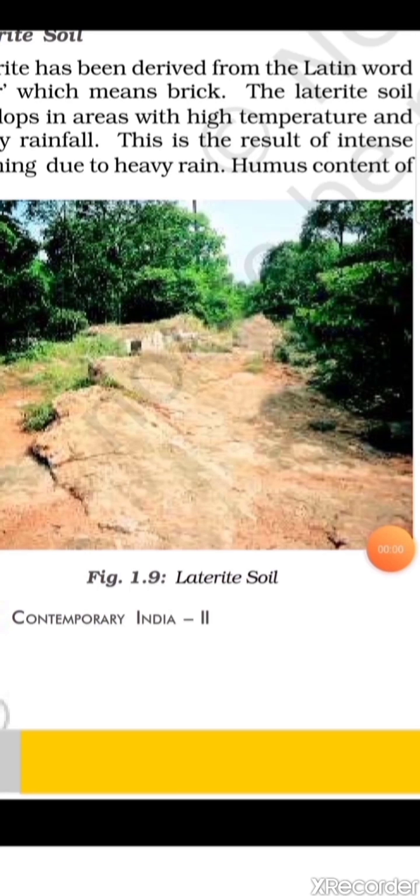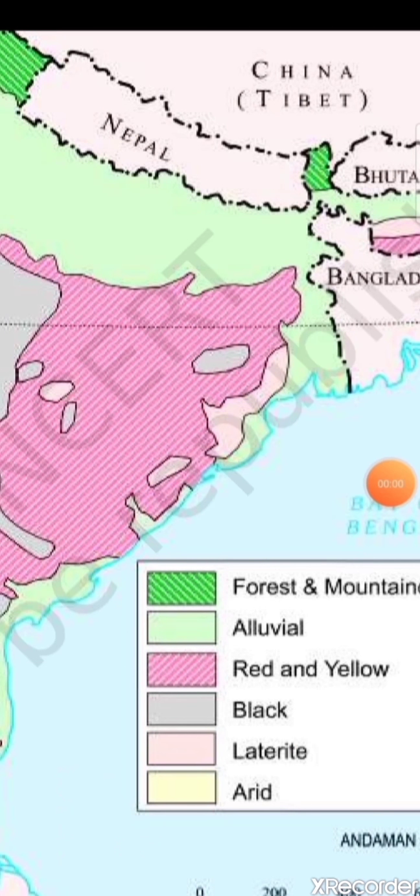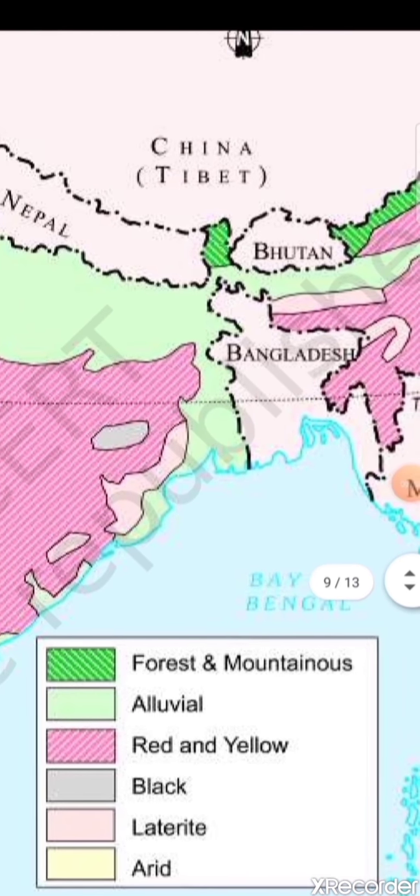Now, children, let's move forward to the next soil, that is laterite soil, which is rich in iron and aluminium, and it is found in the areas of high temperature and heavy rainfall. The humus content is very low in this soil. This soil is found in the hilly areas of Karnataka, Kerala, Tamil Nadu, Andhra Pradesh, and parts of West Bengal and northeast regions.